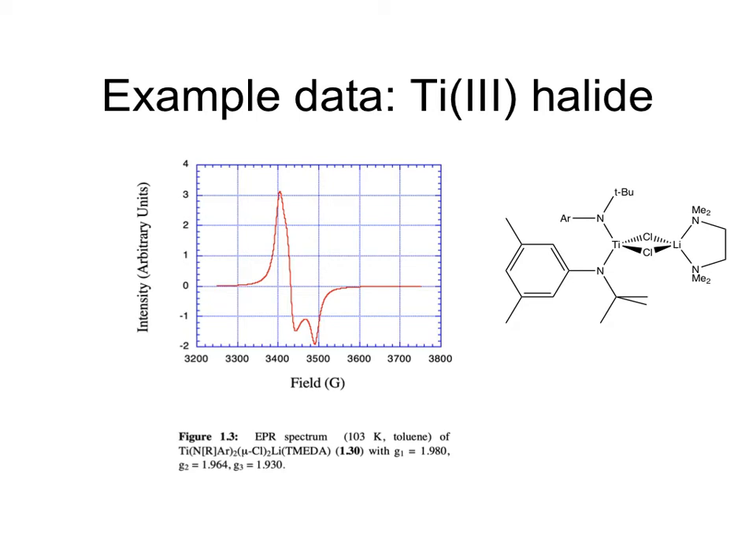You can see they're 1.980, 1.964, 1.930. So they're not very different from 2 in this example, but we see that x, y, and z coming out of the plane are all different in this environment, and so the unpaired electron on titanium sees a rhombic spectrum.